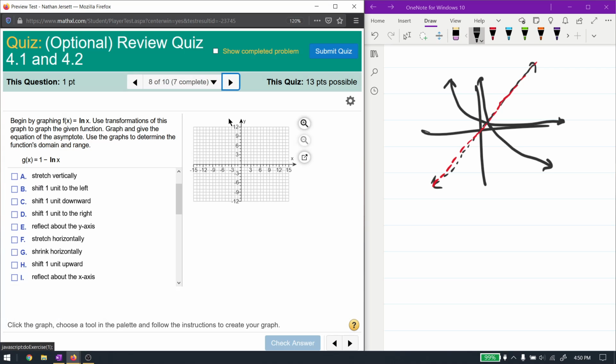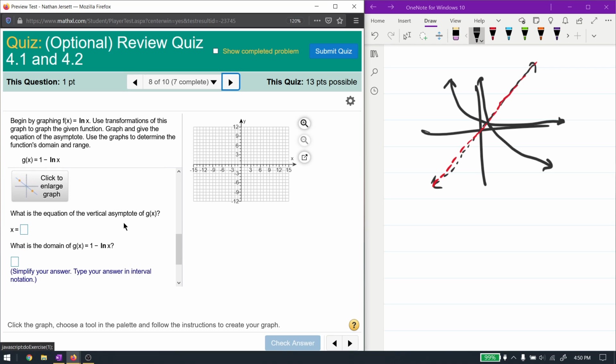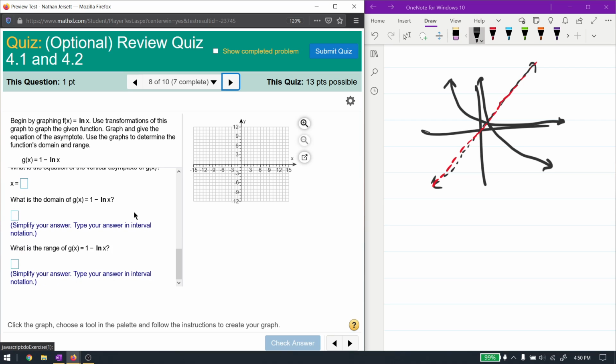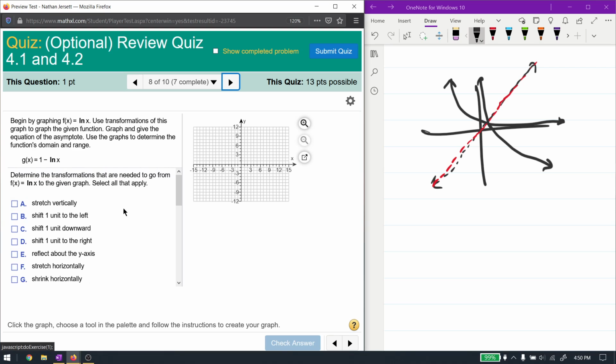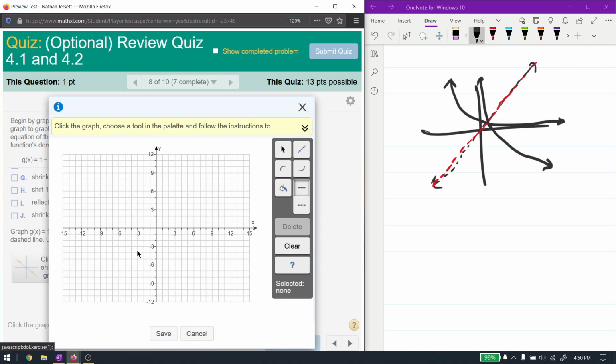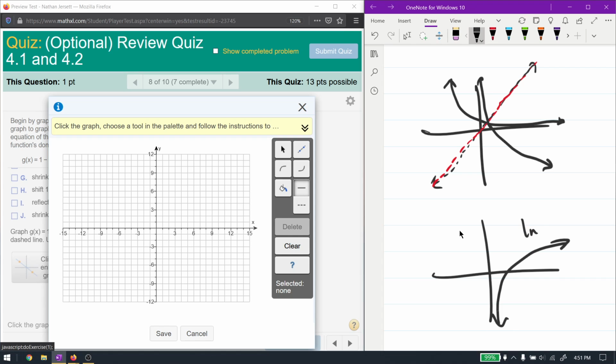Okay, we're just going to graph the natural log of x and then graph the transformation, and then give the domain and range. All right, so we're going to start by graphing natural log of x. So let's do that here real quick. The natural log looks like this as a general function. So this is like natural log of x.